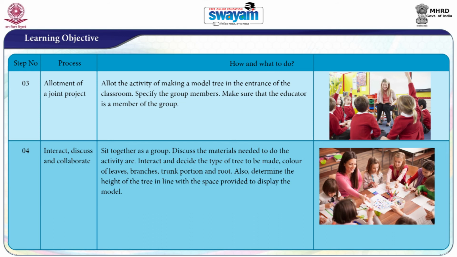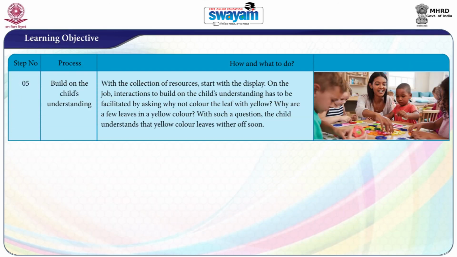Sit together as a group. Discuss the materials needed to do the activity. Interact and decide the type of tree to be made, color of leaves, branches, trunk portion and root. Also, determine the height of the tree in line with the space provided to display the model. Then, on to the fifth step, build on the child's understanding.